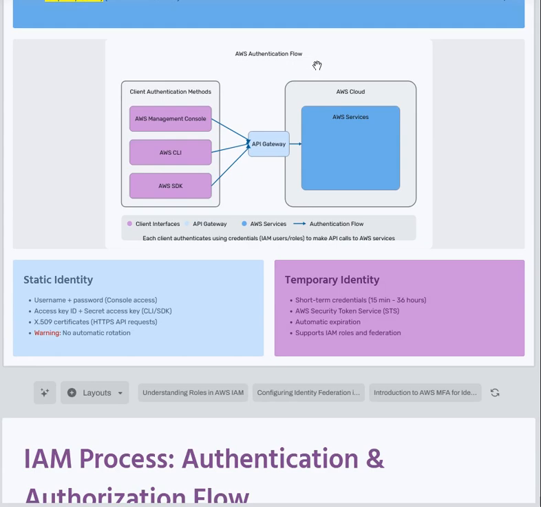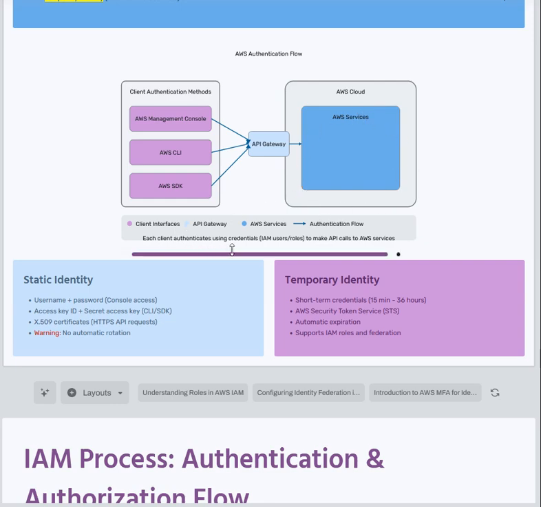All right, so the AWS authentication flow. Client authentication method: the management console goes to the API gateway, application programming interface gateway, and then to the AWS service, right? And then CLI, command line interface, goes through the API gateway, and SDK, software development kit, goes to the API gateway here as well.